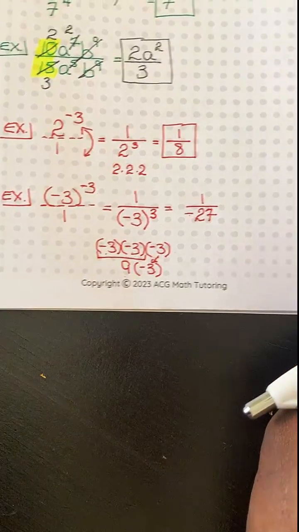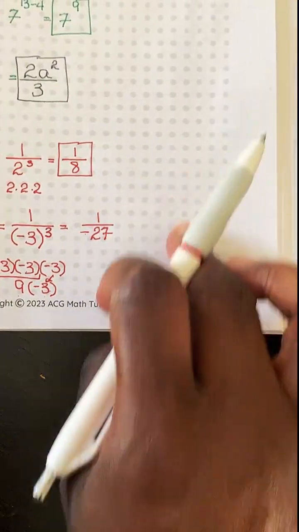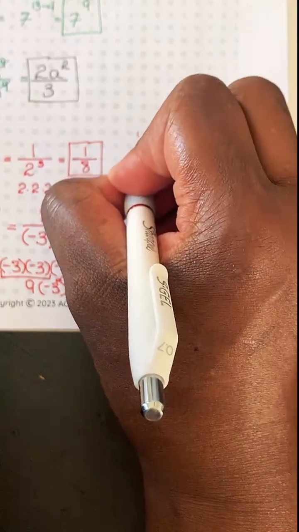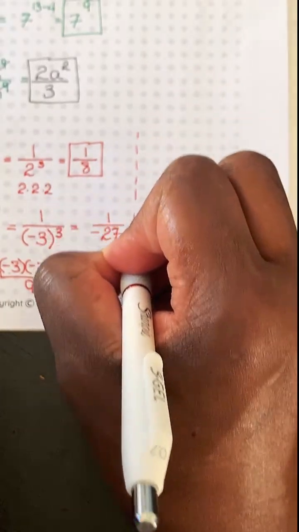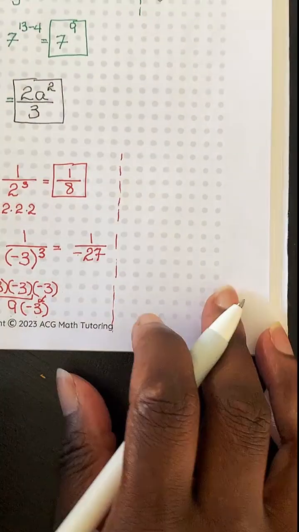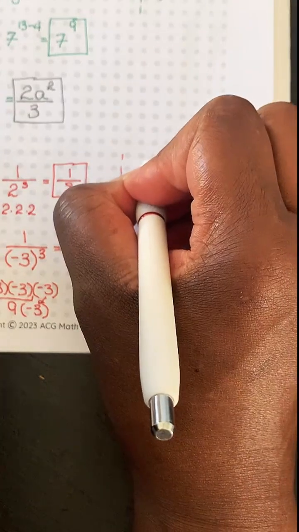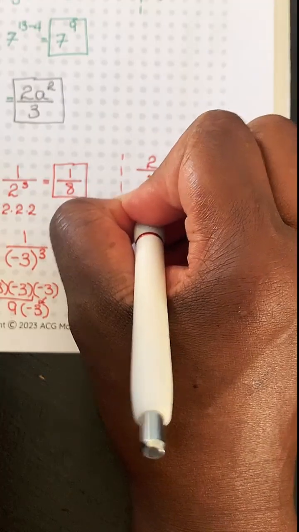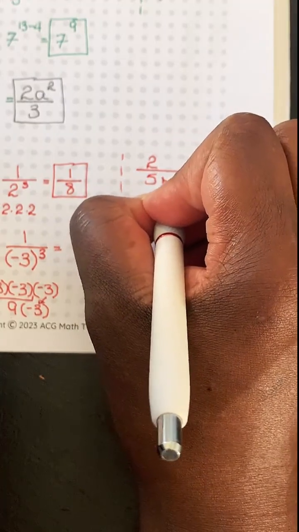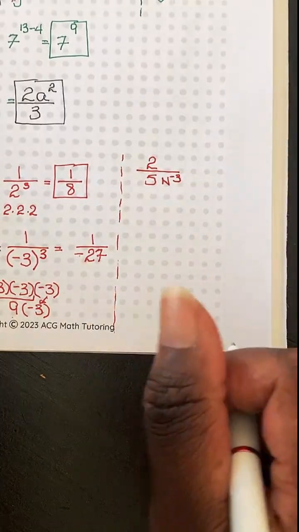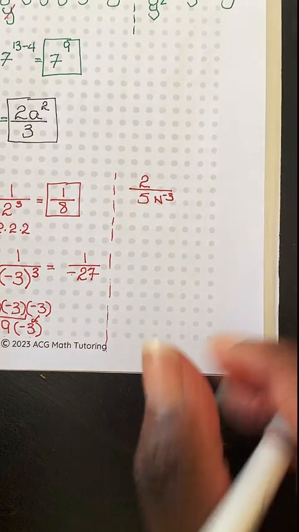Now, let's say, and I'm going to try to put it right here so we can keep up with the trends of the negatives. So let me put a nice little divisor right here. There we go. Divide that up. Now, if I said 2/5 n to the negative third, what would be my answer?